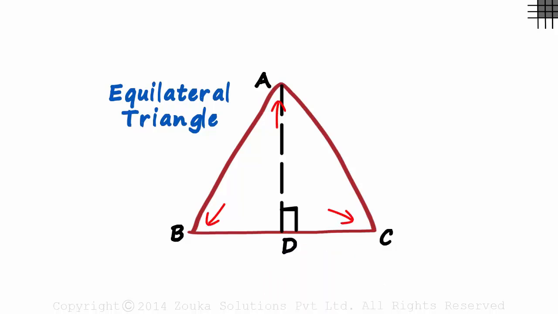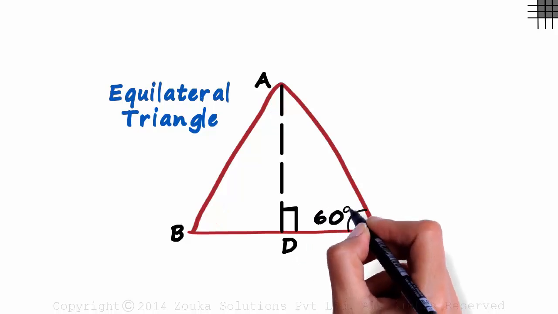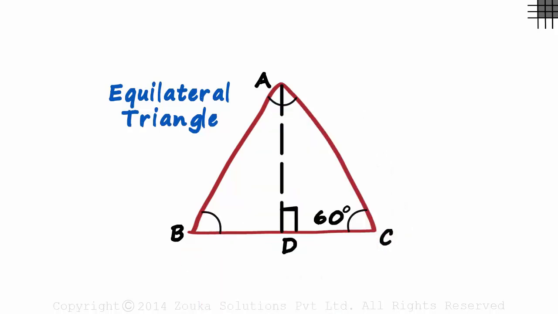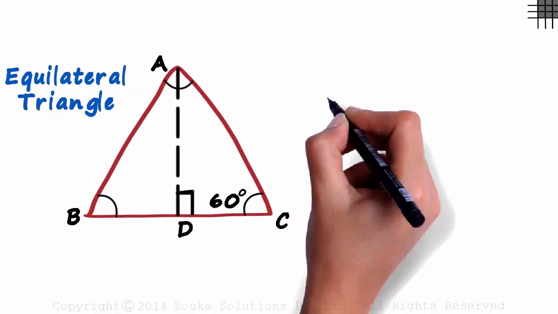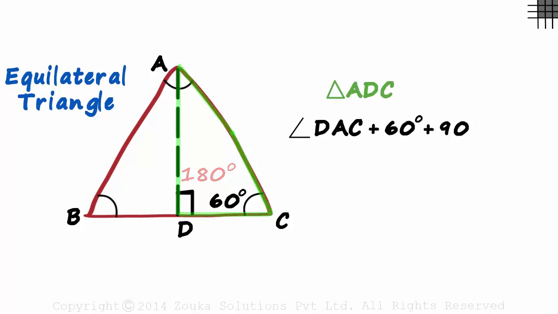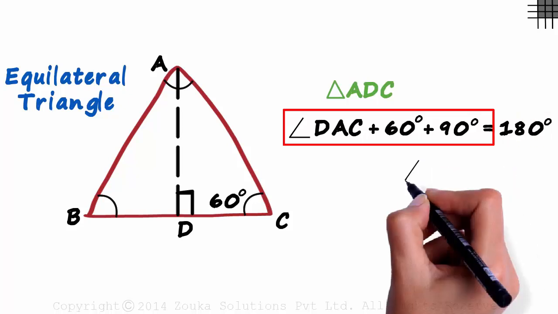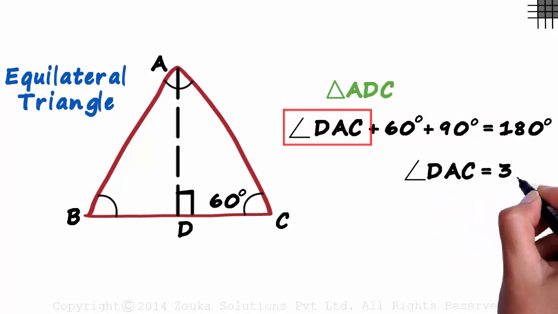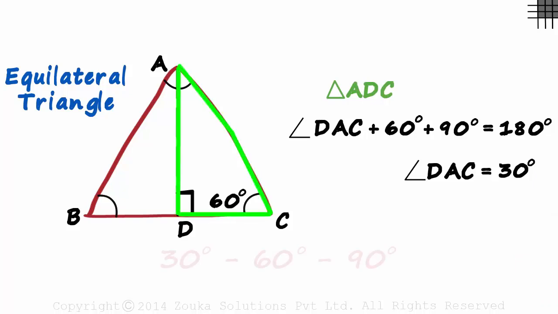As all angles of an equilateral triangle are equal, this one will measure 60 degrees. These two will also measure 60 degrees. For now, just look at triangle ADC. As the sum of angles of this triangle will also be 180 degrees, we get this equation. This angle plus 60 degrees plus 90 is 180 degrees. Solving this, we get the measure of angle DAC as 30 degrees. So ADC is actually a 30, 60, 90 triangle.